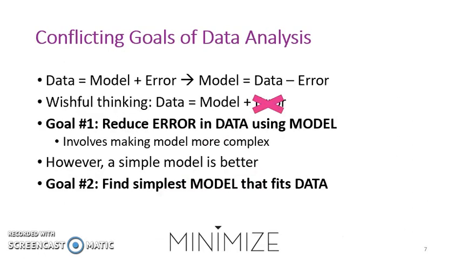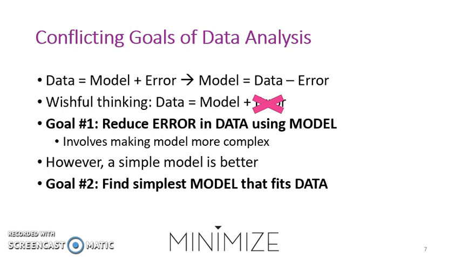Let's shift this simple equation around a bit. If we subtract error from both sides of the equation, we see that the model is equal to data minus the error. Our goal is always to build the best model possible, that is, to find the model that represents the data best.